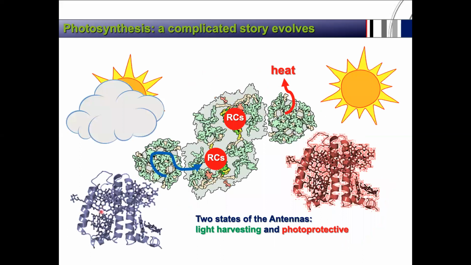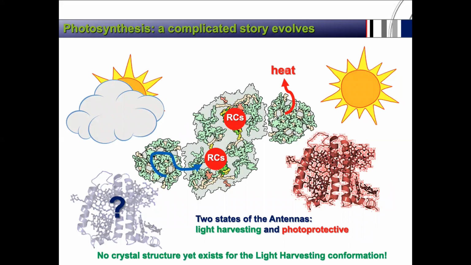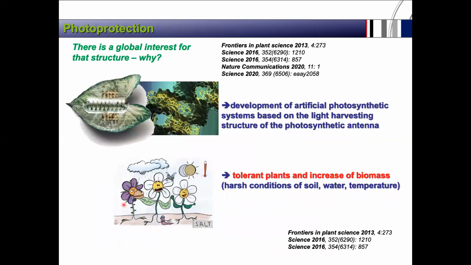So we have two conformations, two states of the light harvesting complexes or antenna of photosystem 2. One is the light harvesting state, which absorbs the light under normal conditions and directs it to the reaction centers, and one called the photoprotective state, which dissipates the excess energy from the sun as heat. No crystal structure yet exists for the light harvesting conformation, and this is what we're looking for.